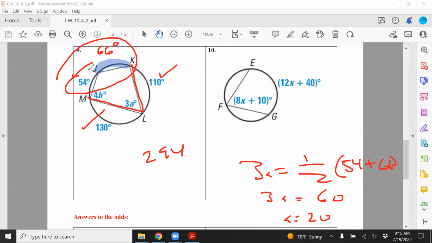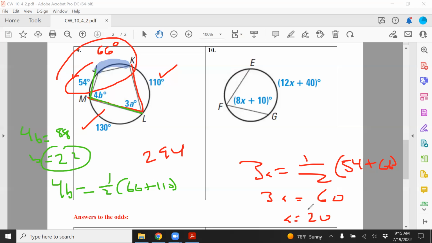And then 4B, what is that intercepting? That's intercepting JL. So 4B is half of JL. And what's JL? That's going to be 66 plus 110, which is 176. Half of that is 88. So 4B equals 88. Again, use a calculator. B should be 22. So you get 20 and 22.